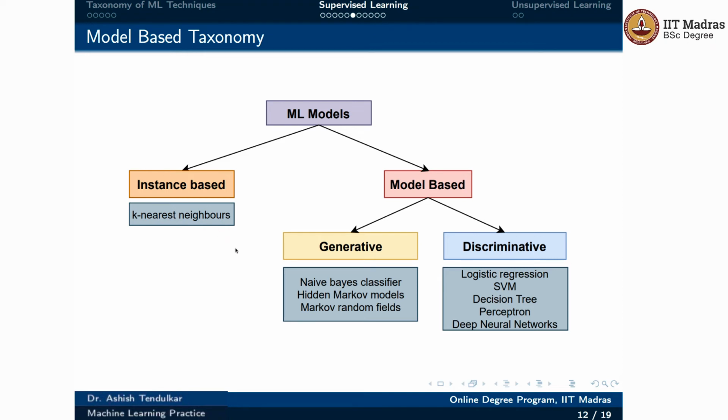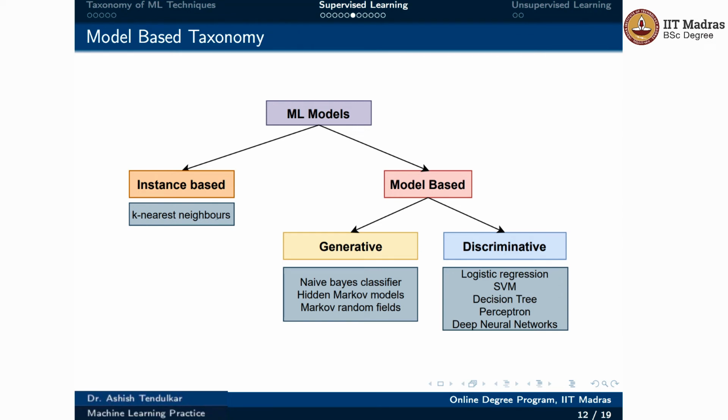Let's look at the model-based taxonomy. So model-based taxonomy, the base of it is the type of machine learning model, right? So there are again different types of machine learning models. There are two broad categories. One is instance-based and second is model-based. So we have an example of k nearest neighbor as an instance-based classifier, and we have model-based classification. There are further two types. One is generative model and second is discriminative model.